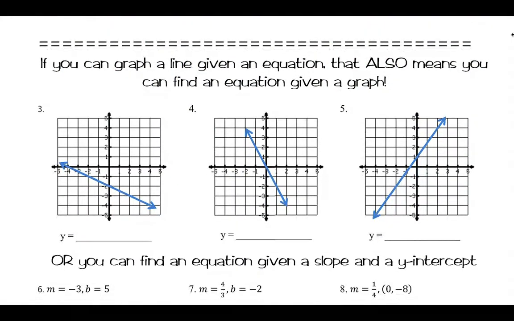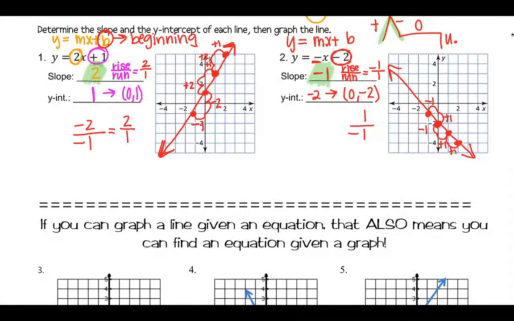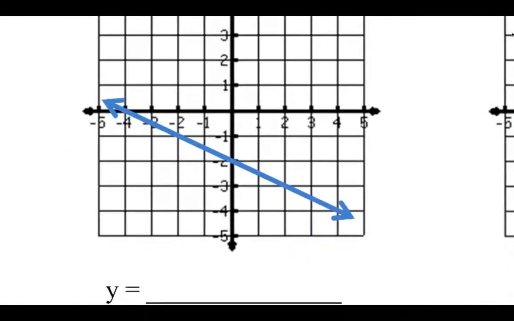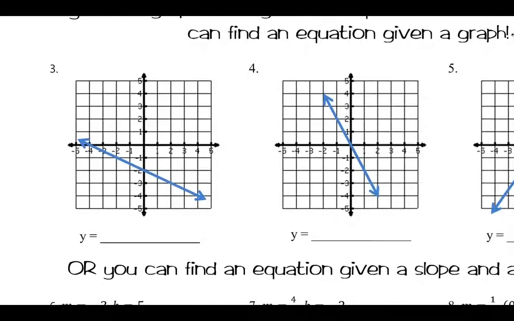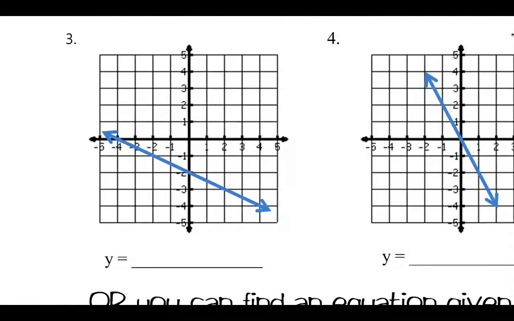If you can graph a line given an equation, that also means you can find an equation given a graph, right? So if I give you the equation, you can graph me a line. But what if I give you the graph? So what you're going to do again is start at your beginning. Where's this line crossing my y-axis? Well, here's my y, and it's crossing right here at -2. So my y-intercept is -2.